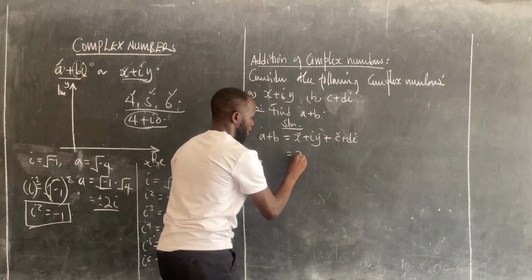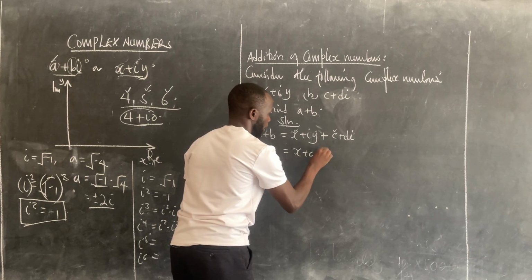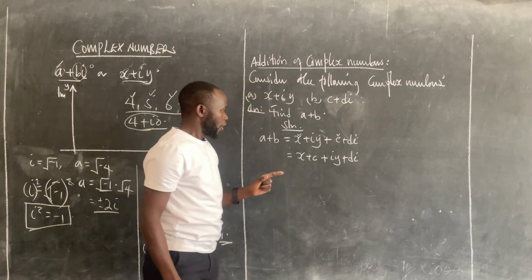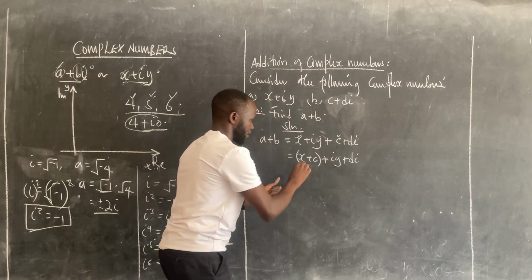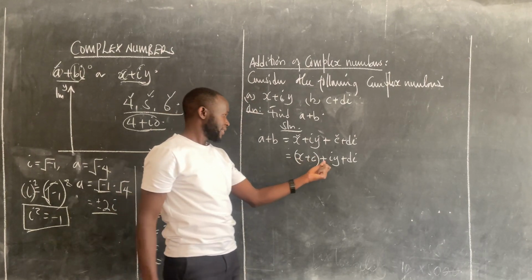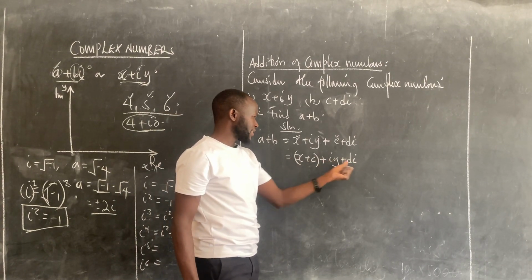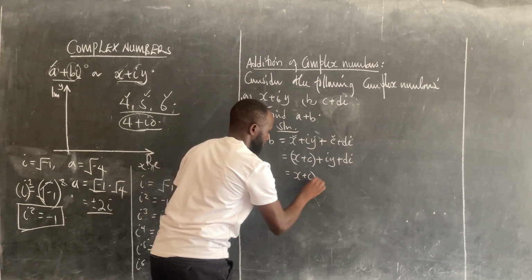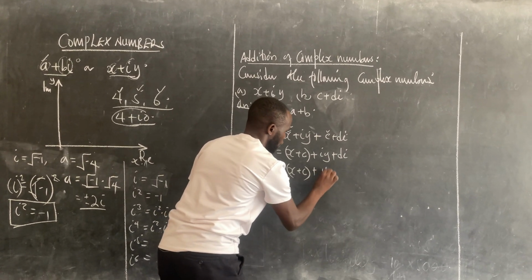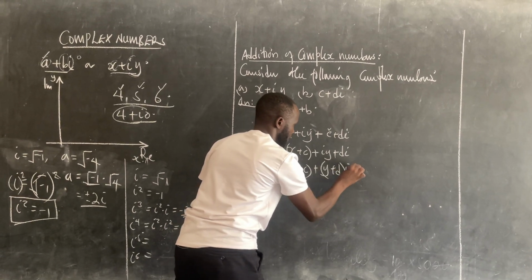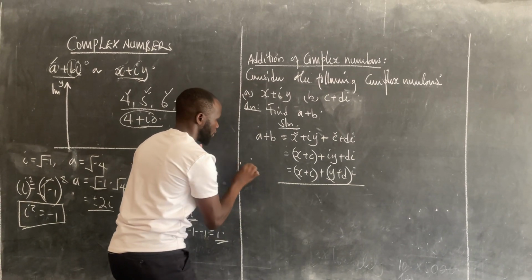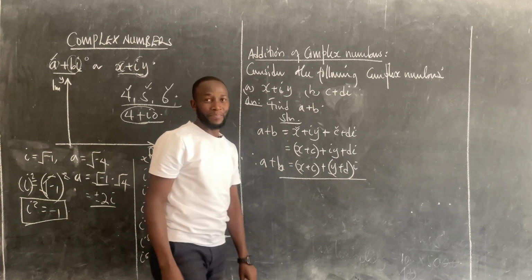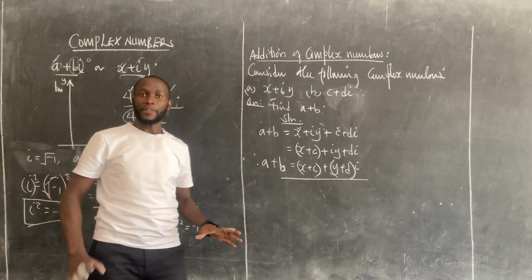So we shall have x plus c plus iy plus di. When you look at this, these are real parts. And i being common on this, factorize it out and have y plus d. So we shall have x plus c plus (y plus d)i. Therefore, a plus b shall practically equal that. So in that sense, you can add complex numbers.